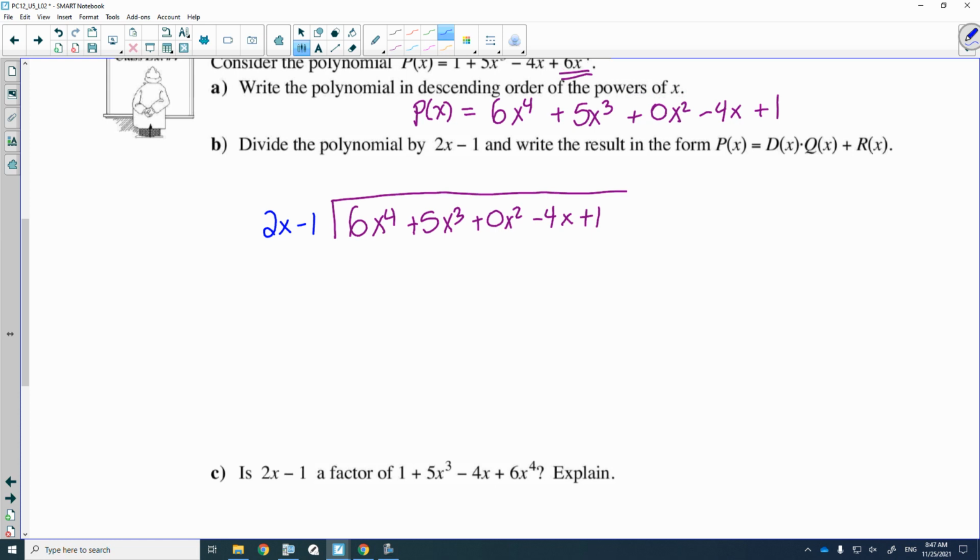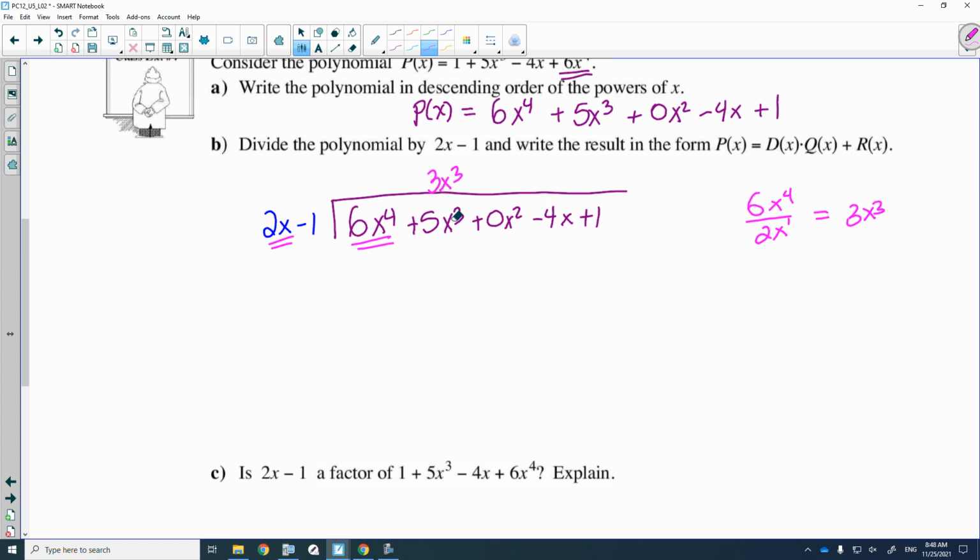Okay, so to figure out the first term of the quotient, you take the first term of the polynomial and you divide it by the first term of the divisor. I always do that off to the side. 6x to the 4 divided by 2x would be 3x to the 3. Where I'm going to place that is above the term with the x cubed in my polynomial function. So 3x to the 3 would go here.